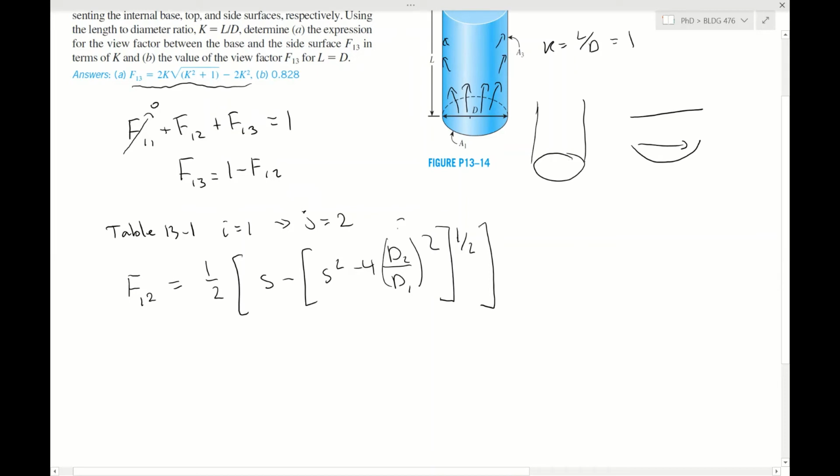One thing we know is that our A1 and our A2 are the same size because it's a cylinder. So we'll just simplify this down a little bit.